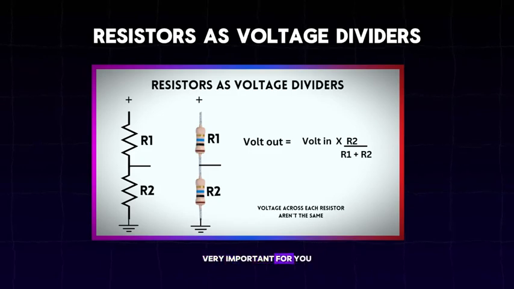It is very important for you to know how to calculate when you are using a resistor as a voltage divider. To calculate the voltage across a resistor in a voltage divider circuit, use the formula Vout equals Vin multiplied by R2 divided by R1 plus R2, where Vout is the output voltage across resistor R2, Vin is the input voltage, and R1 and R2 are the two resistors in series. And the key point is that R2 is the resistor you want to measure the voltage across.